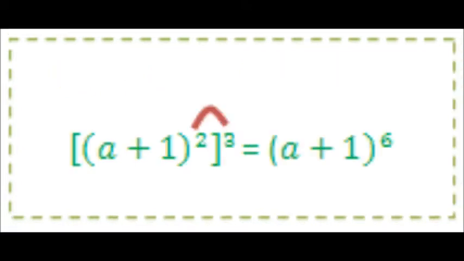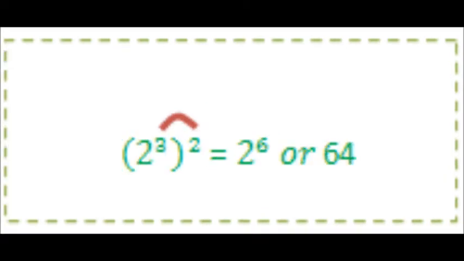Number 2. a plus 1 squared all raised to 3. Leave the terms in the parentheses as is and multiply the exponents 3 and 2, which is equal to 6. Number 3. 2 cubed all raised to 2. You will be distributing the exponent: 3 times 2 equals 6 to have 2 raised to 6, and simplify into 64.